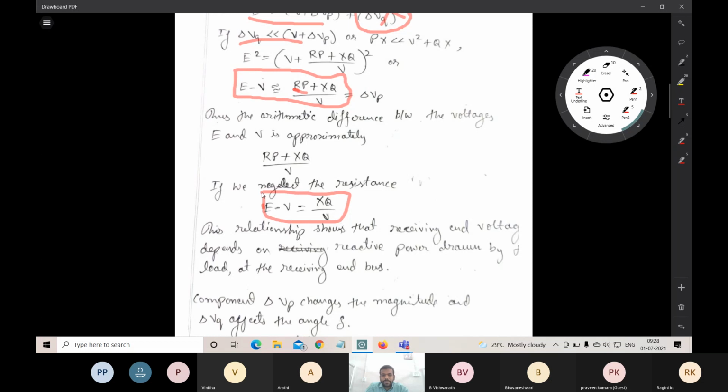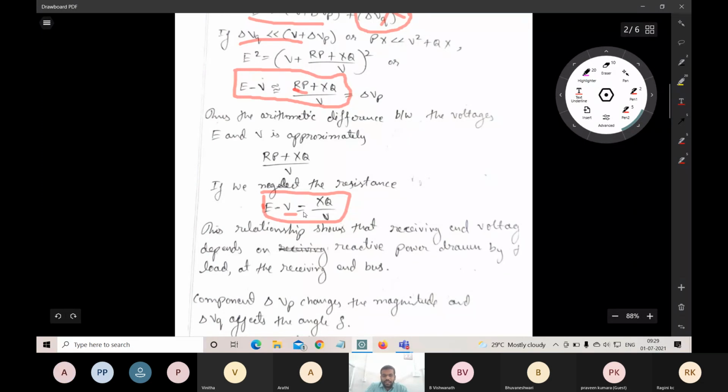So this relationship shows that the receiving end voltage, V, depends upon the reactive power drawn by the load. This is the conclusion that we need to draw here. As I told in the first step, this is how the voltage depends upon the reactive power, which we have drawn by using the phasor diagram.